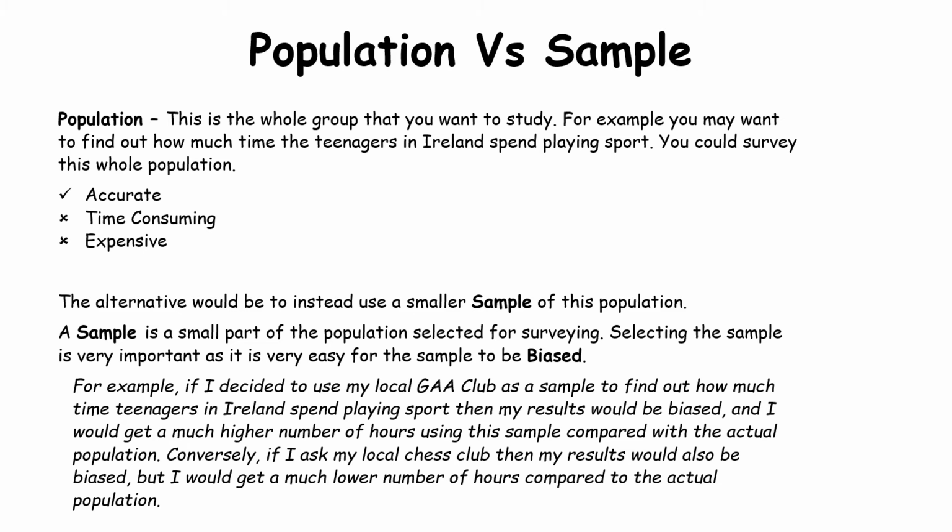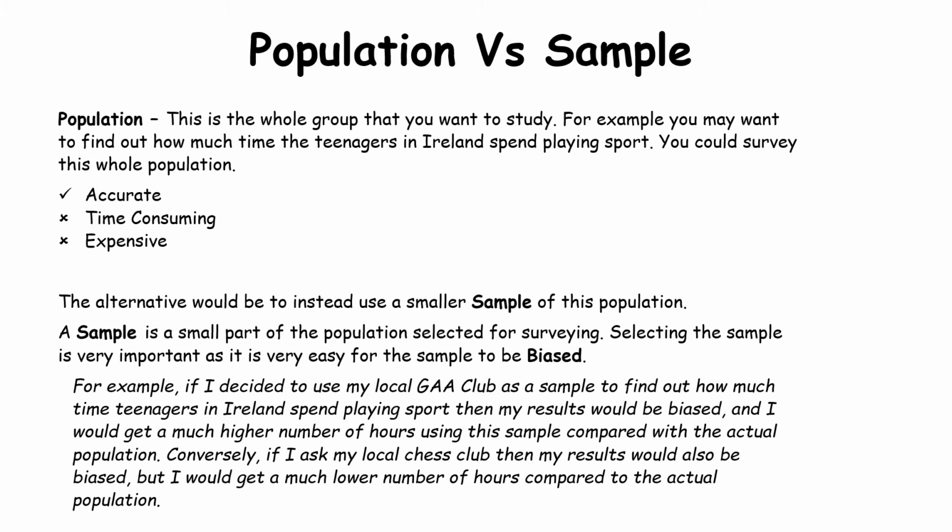So here's an example. If I decided to use my local GAA club to find a sample of how much time teenagers in Ireland spend playing sport, then my results will be biased and I would have a much higher number of hours using this sample compared to the actual population. And the reason for that is I'm standing outside somewhere where people are going in to be active, to spend time playing sport. While if I randomly stopped people on the street, I'd have a better sample.